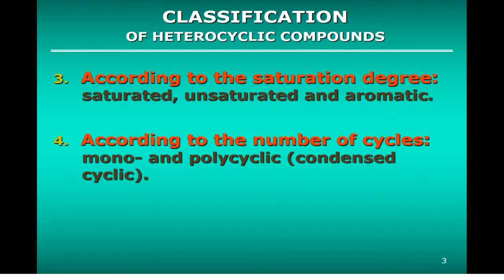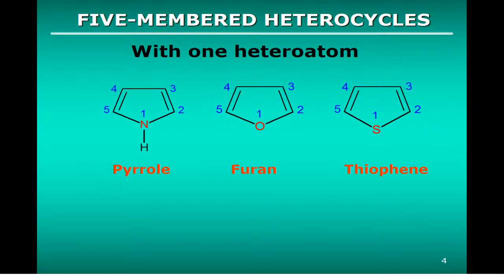And now let us take the heterocyclic compounds most important from the biochemical and medical point of view, to see their structure and some examples of where they can be found. From 5-membered rings, the most important, they are aromatic: pyrrole, furan, and thiophene. These 3 heterocyclic compounds consist of one heteroatom, nitrogen, oxygen, or sulfur, and they are aromatic according to their nature, according to the structure, according to the saturation degree. Why are they aromatic?